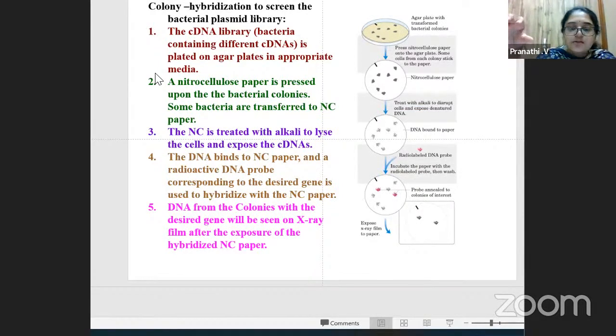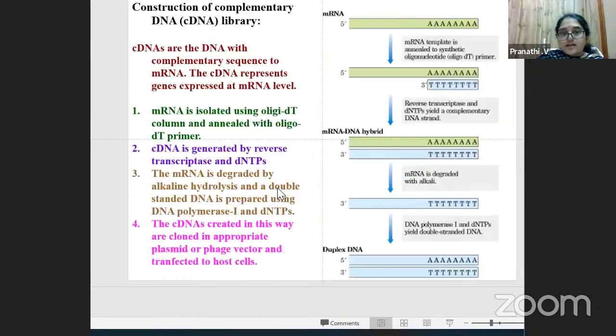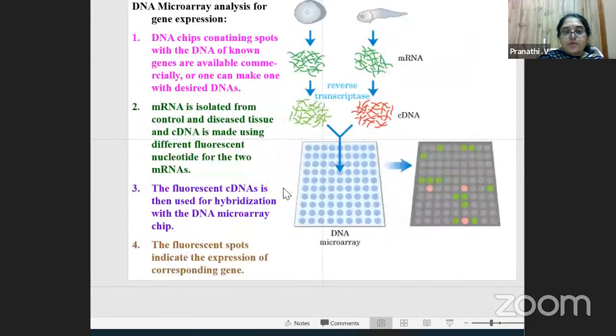So methods, again, in the case of DNA analysis, you get to see there are two different kinds of DNA analysis. It involves nucleic acid probes and nucleic acid hybridization. We will just have a look at it later, because I think we have nucleic acid hybridization over here.